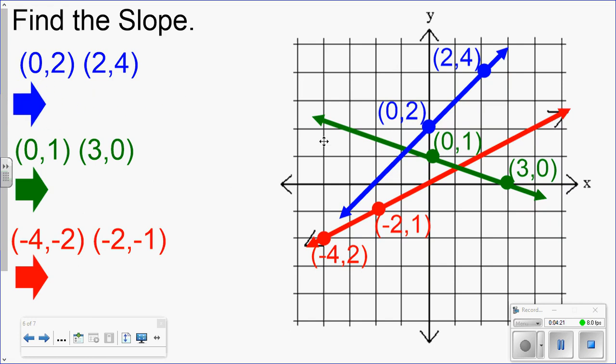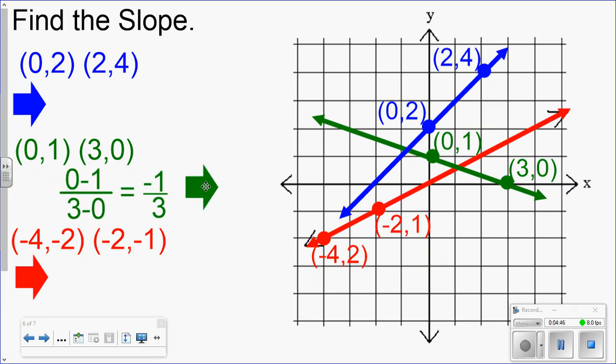Let's look at the green one. Notice the green one is a negative slope. So we read from left to right, it's going down. If we just count, we'd say it's starting here at 1 and we're going down to 0. So that's 1. And then we're starting here at 0 and going over to 3. So that means we're going down 1, right 3. If we use our ordered pairs in our equation, it would be 0 minus 1 over 3 minus 0. 0 minus 1 is -1. 3 minus 0 is 3. So either way, we get negative 1/3.